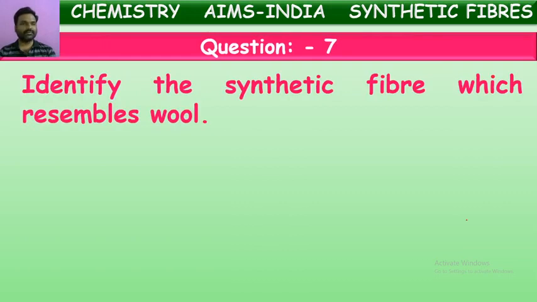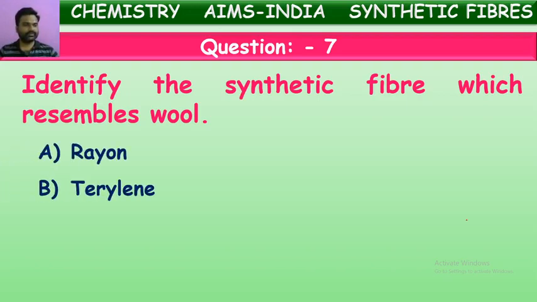Identify the synthetic fiber which resembles wool. Yes, there is one synthetic fiber which has the same texture as wool, that we also call fake fur or artificial wool. Let us identify that. Yes, some of you are giving good answers. Rayon, terylene, nylon, acrylic.